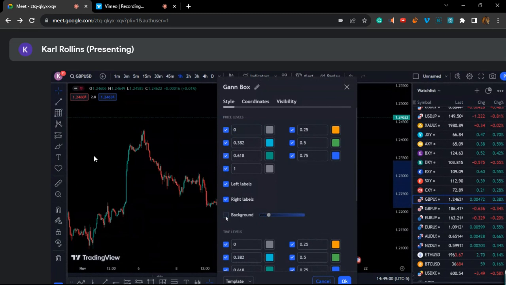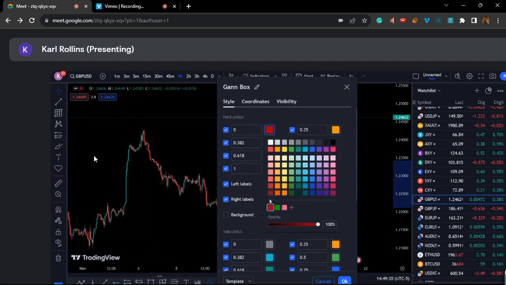Uncheck that. Let me give you all the coordinates. Here are the coordinates for the GANN box. The first box needs to be a 0. Make the color red. The box to the left needs to be a 4, and make that color yellow.